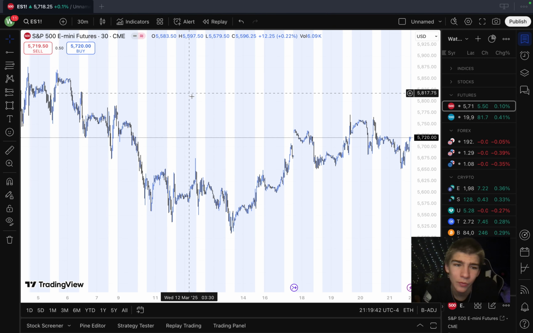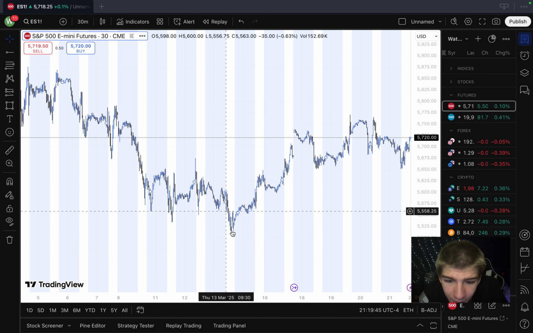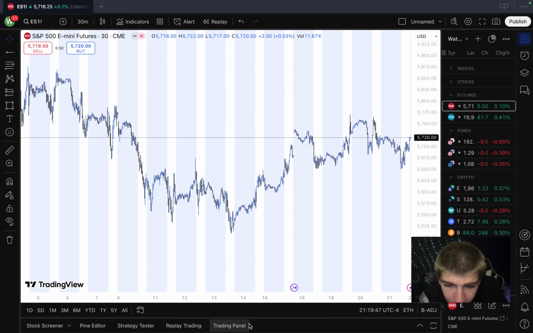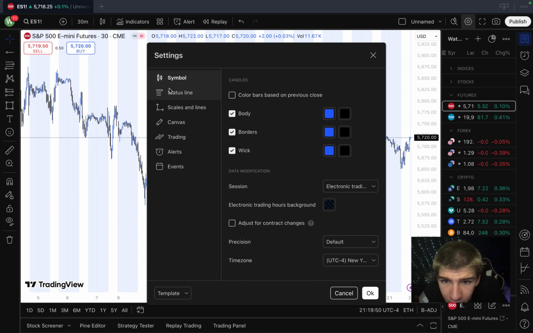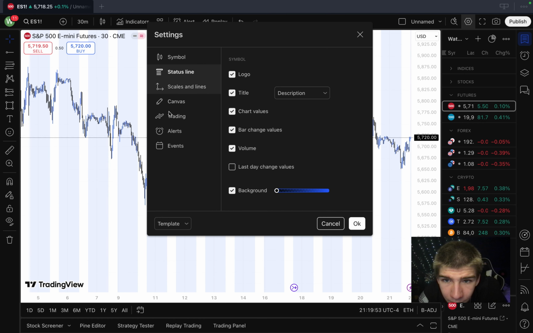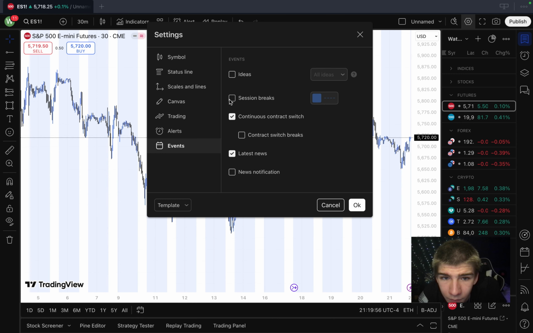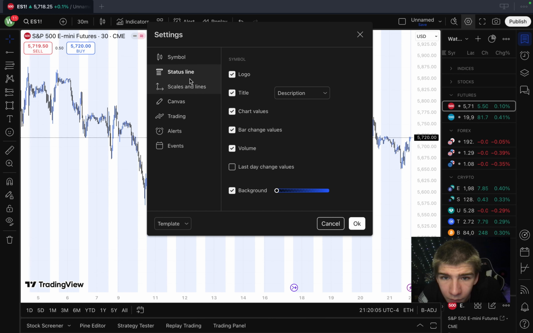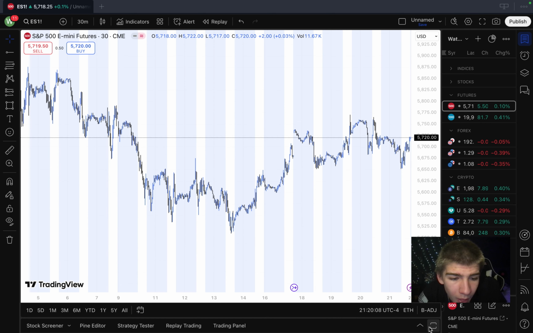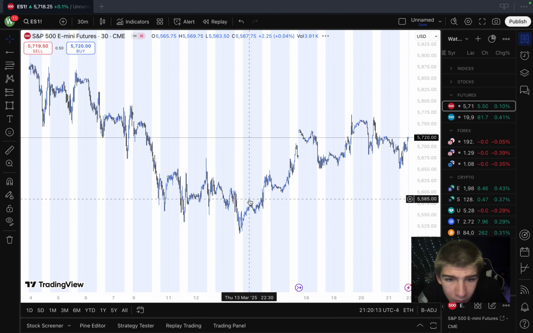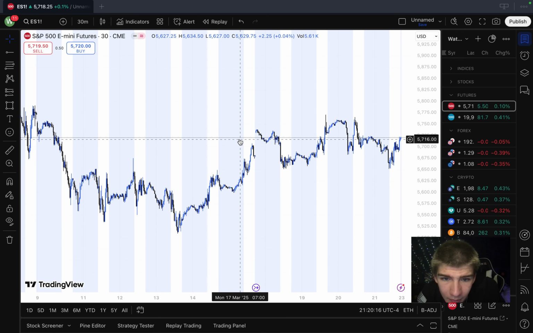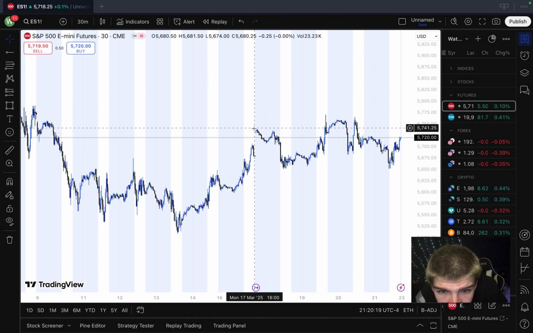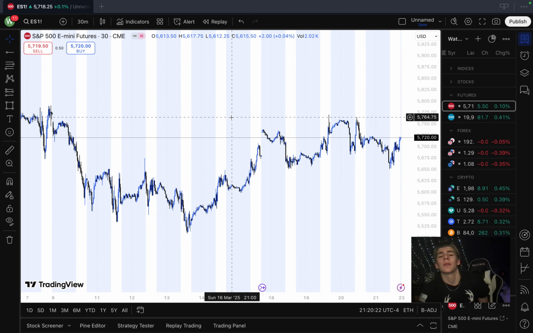I don't know what this blue line is. Please help me figure this out. I'm going to go in settings and figure this out. This blue stuff, I don't know what that is. I'm trying to figure out how to fix this. What are all these blue boxes for? I don't know. Anyways, that's not the key point of today.